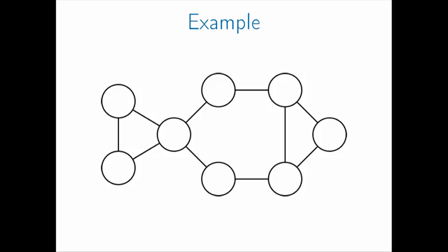Here's a graph. We're going to start by exploring that vertex. So we mark it as visited. We then check for unvisited neighbors. And hey, look, there is one. So we recursively explore that other vertex. We mark it as visited. We search for unvisited neighbors. And we have this one.